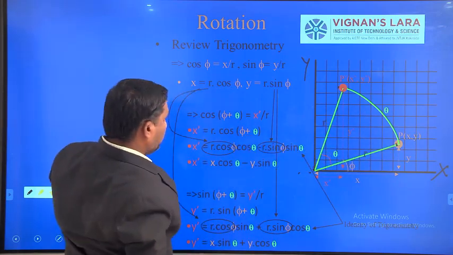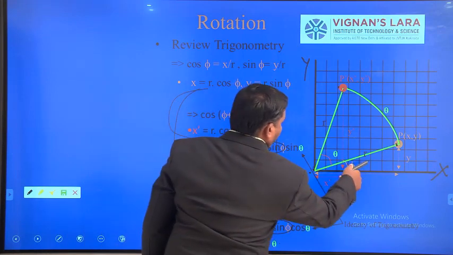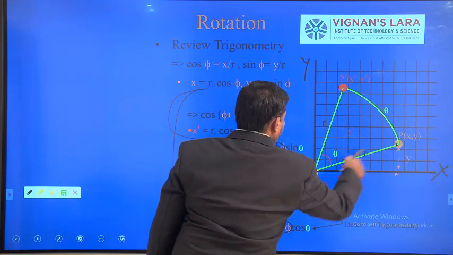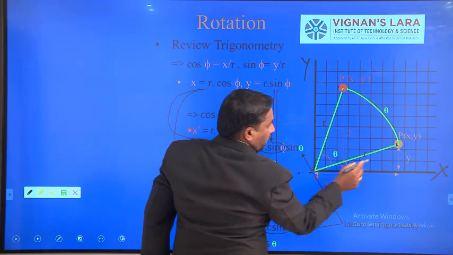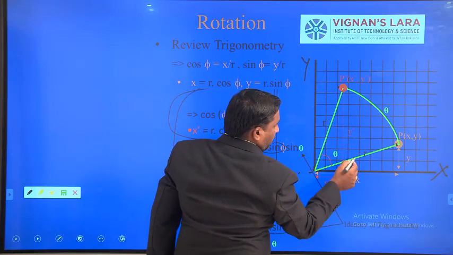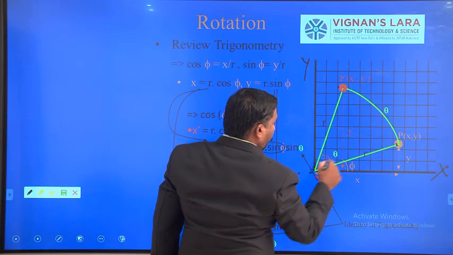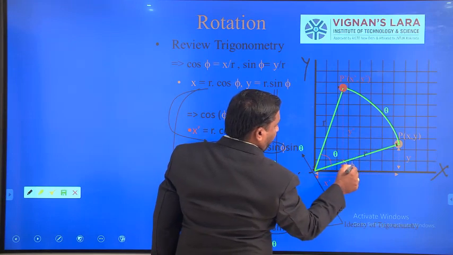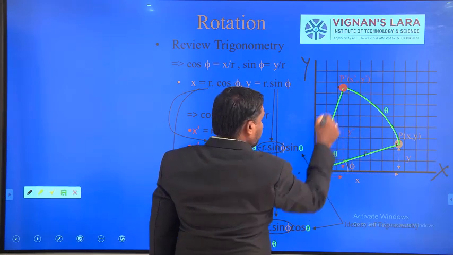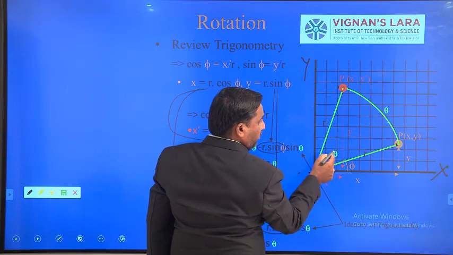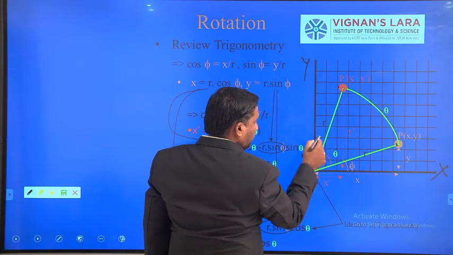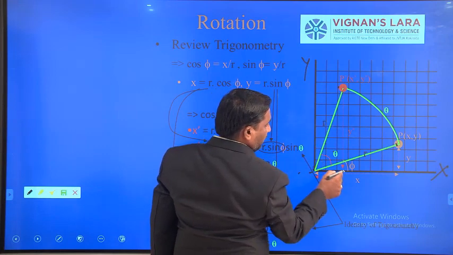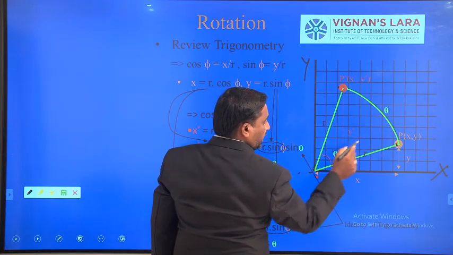So first consider this one. Let us join P with the origin, and join P dash with the origin. Then the angle made by P and the origin with the x-axis is phi. Then for P dash and O, the angle is theta plus phi. The straight line from P dash to the origin will make an angle of theta plus phi with the x-axis.